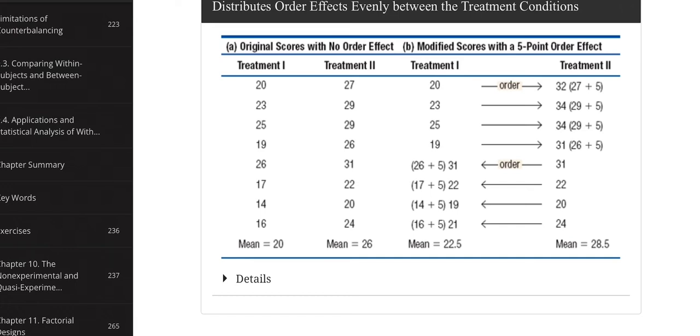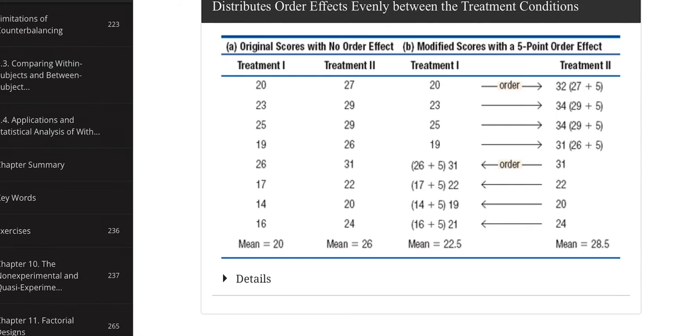For the last 4 participants, they did treatment 2 first and then treatment 1. And so when they did that, the order effect showed up in treatment 1, and they added 5 to all of those. And as you can see from the means, they are different. Instead of 20, it's now 22.5 for treatment 1, and for treatment 2, instead of 26, it's 28.5. So the means did change because of the order effect, but the difference between the two is still 6.